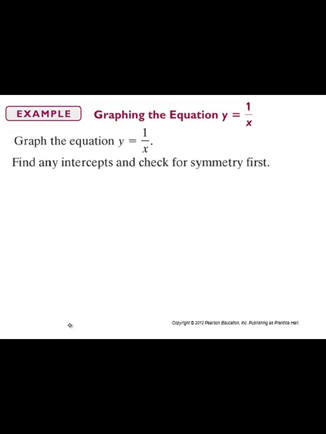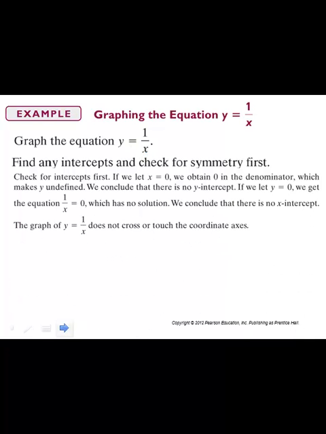Let's draw the graph y equals 1 over x. Let's graph this equation. So are there any intercepts? If you let x be equal to 0, you can't do anything with that because you cannot divide by 0. If you set y equal to 0, can you solve for x? And the answer is no, because you cannot take 1 divided by anything and get 0. So there aren't any intercepts in this case. Now let's check for symmetry.